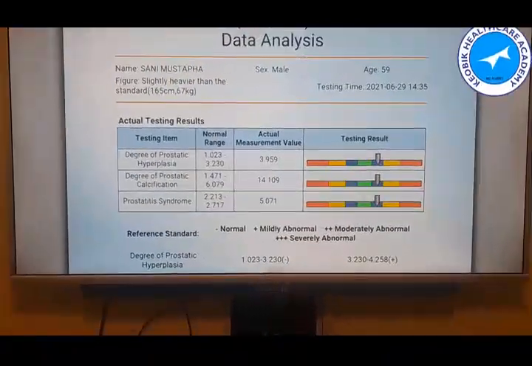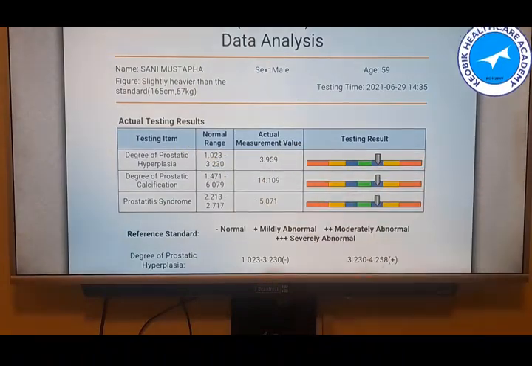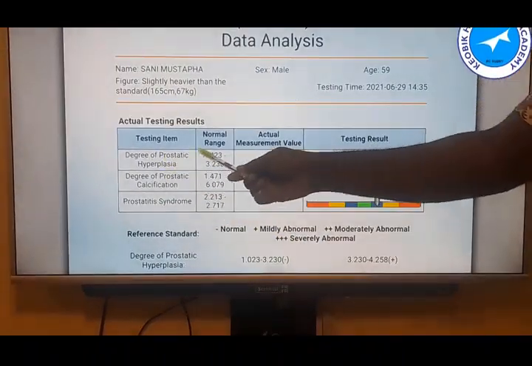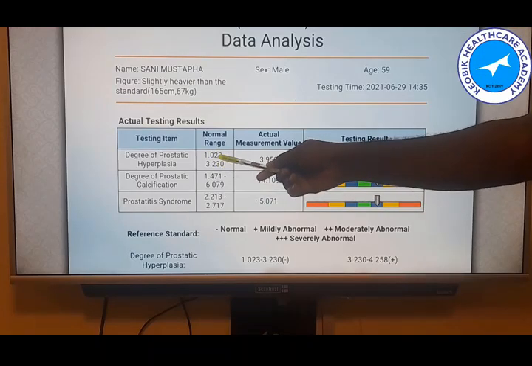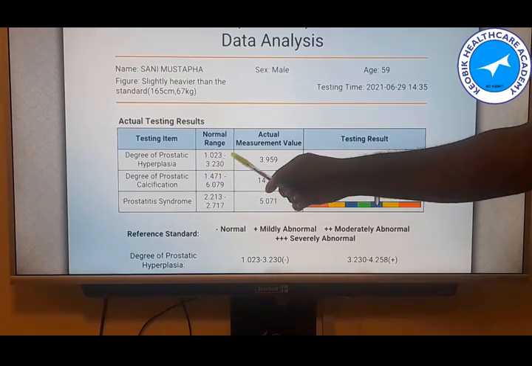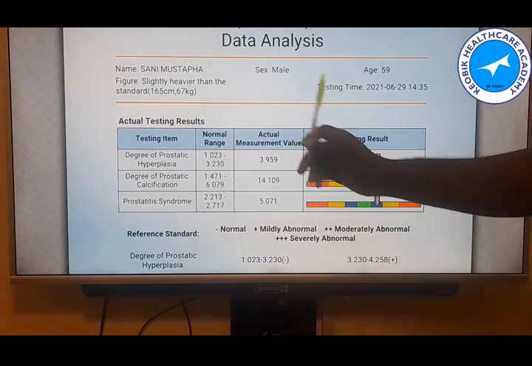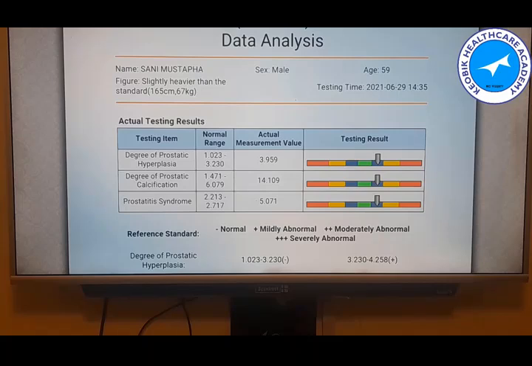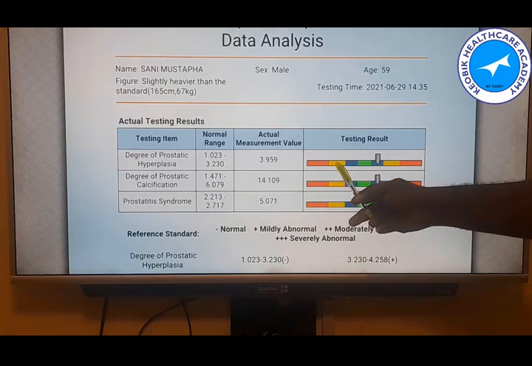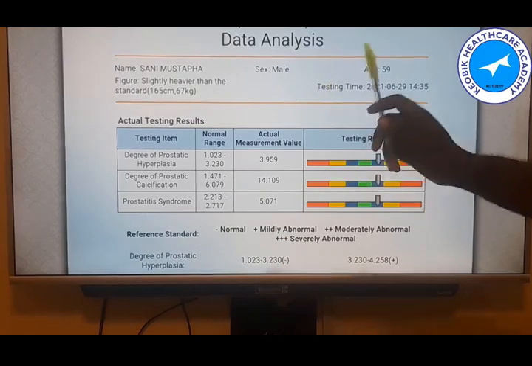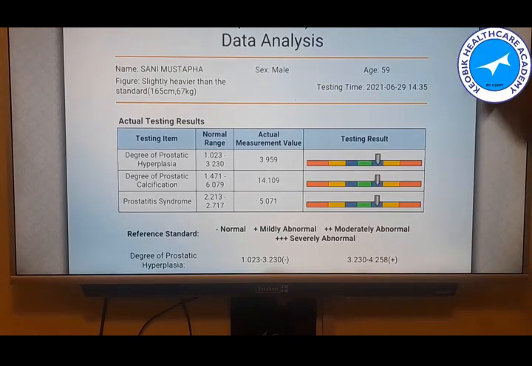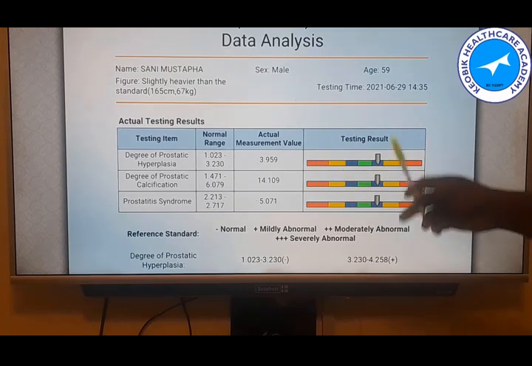Now let us look at the result analysis. Looking at the results we have here, the normal range for degree of prostatic hyperplasia is 1.023 to 3.230. Okay, so now a situation whereby your result is on moderately abnormal low or severely abnormal low, it is generally not a concern. In fact, from low to normal is okay.